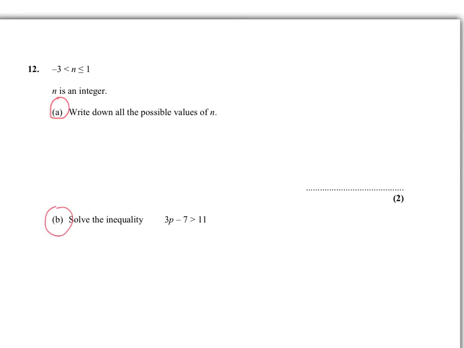Okay, so here's an inequality. n is an integer. An integer is a whole number. So we need to write down the whole numbers here. So if we think about the whole numbers, minus 4, minus 3, minus 2, minus 1, 0, 1, 2, 3, 4. And let's have a look.